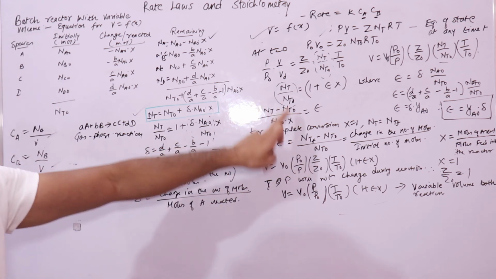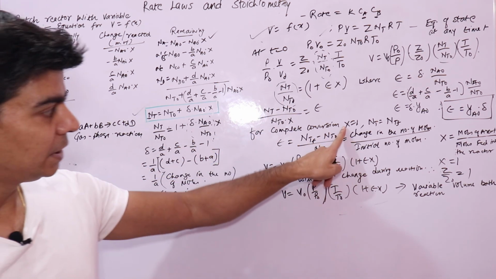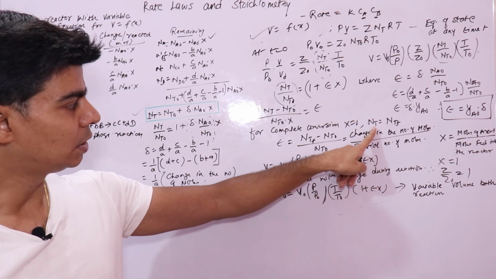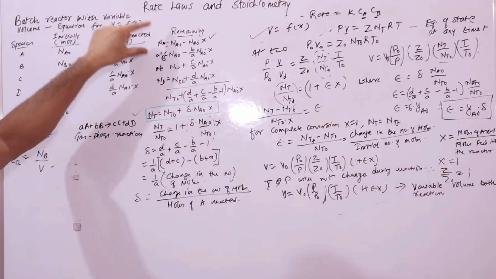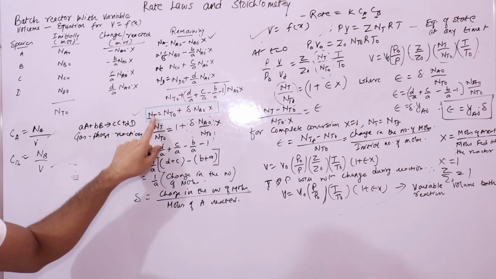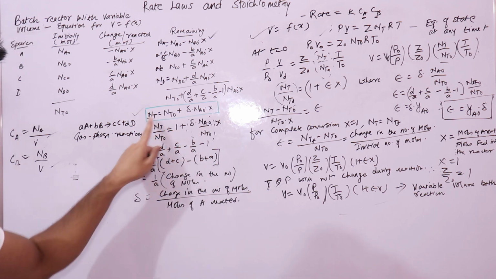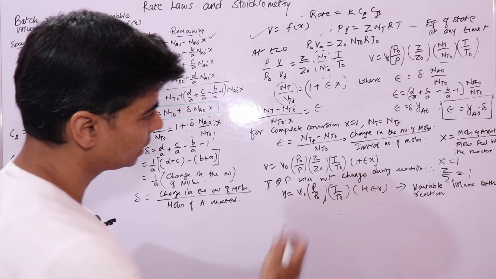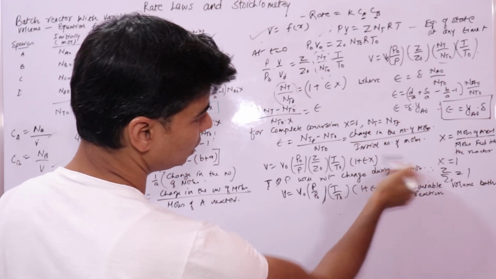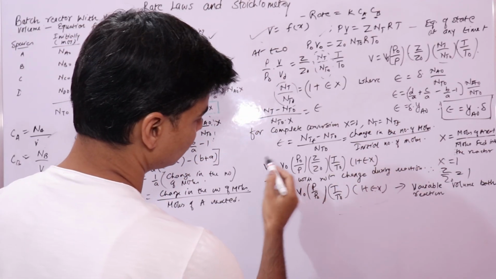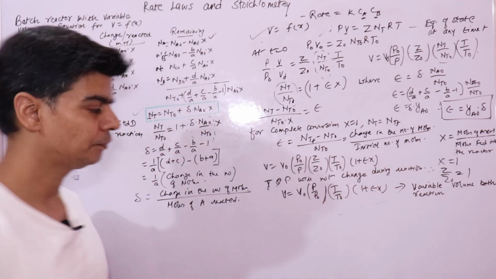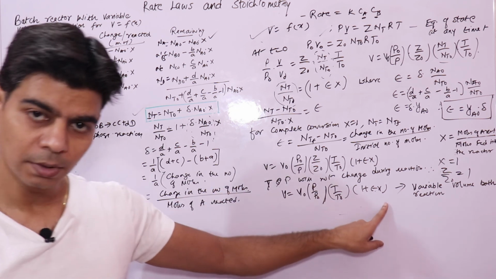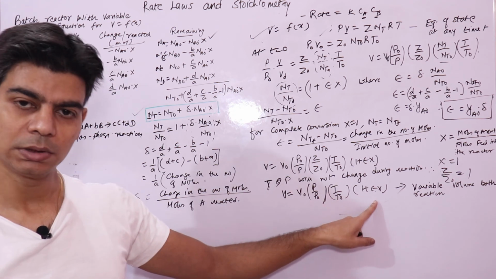Now we'll further solve this equation for complete conversion, x equals 1. For complete conversion at x equals 1, total number of moles at any time t would be NTF, this NT, the total number of moles when x equals 1, right? So what you get is the change in the total number of moles upon initial number of moles, right? This is your expression for volume in terms of conversion x.